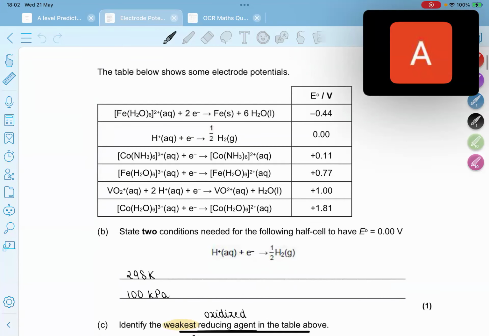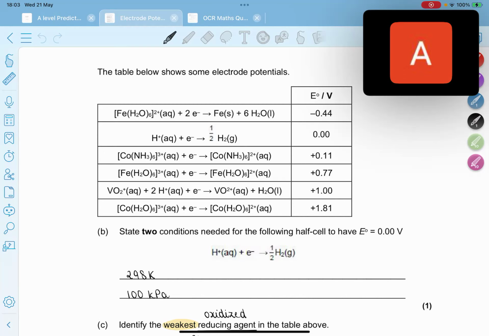The table shows some electrode potentials. We are getting the different electrode potentials over here. Now, they're saying state the conditions needed for the following half cell to have E° of 0.00. Can you recall, I did the standard hydrogen electrode. What did I tell you?